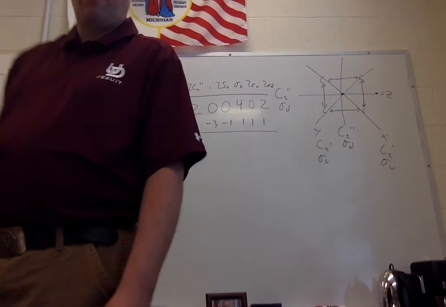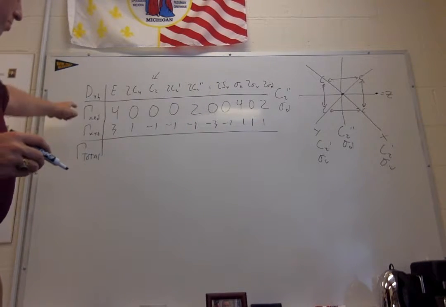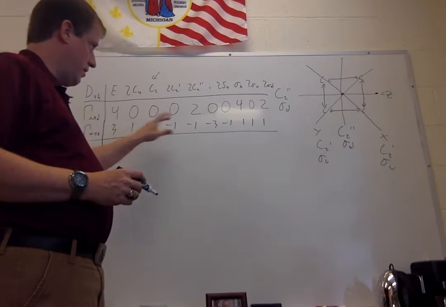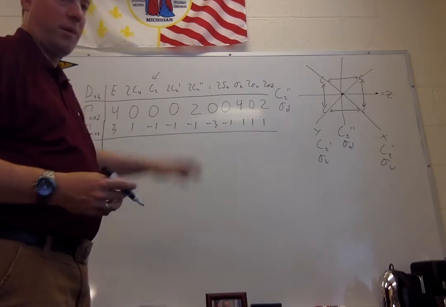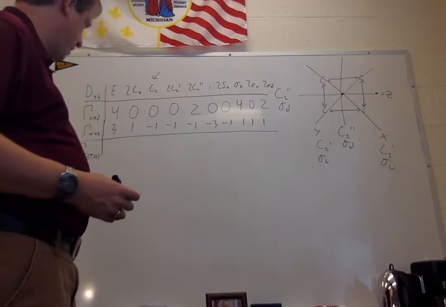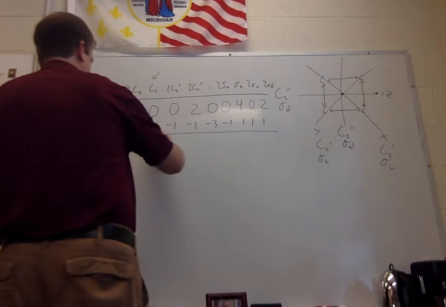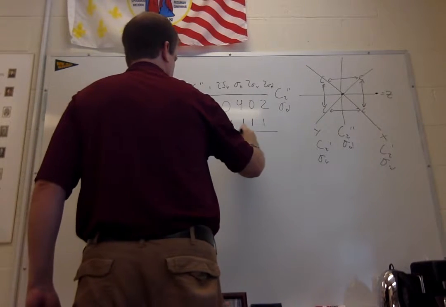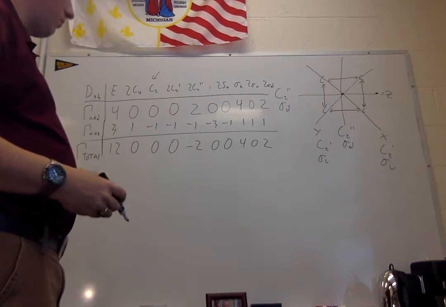we generate a thing which we affectionately call gamma total. And it's the product of the two. And so you can see how this might get kind of nasty, kind of hairy, right? If you got characters that weren't 0 in there, but luckily we got a bunch of them. So I'm going to multiply this by this, and that gives me gamma total: 12, 0, 0, 0, minus 2, 0, 0, 4, 0, 2. That's gamma total.